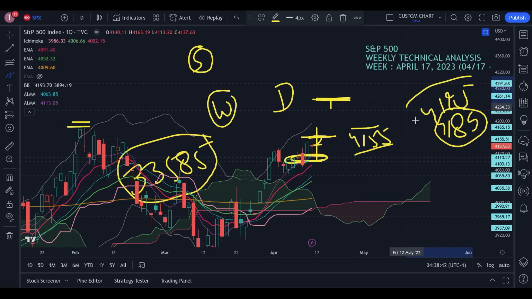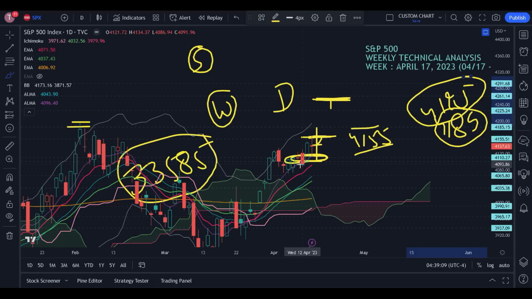4195, that is the next hurdle. After breaching, closing or sustaining above 4160, it has to deal with 4185, 4195. 4195 was the previous high. So now it will try to breach 4195. When I say breach, it is not just the breach, it means the close. A close must be there.